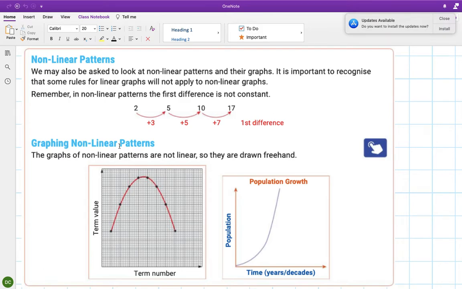What we're going to look at today is non-linear patterns. Okay, so we talked about non-linear patterns before. So you have a non-linear pattern when, sorry, I can't find it on my iPad, story of my life. There it is. So you have a non-linear pattern when the sequence does not have a common difference.